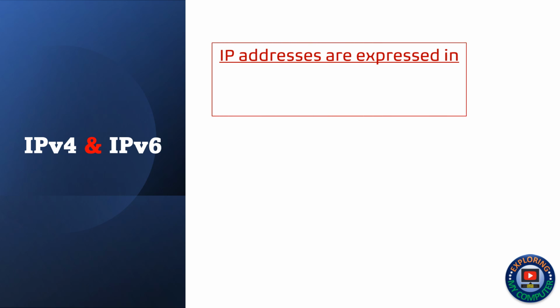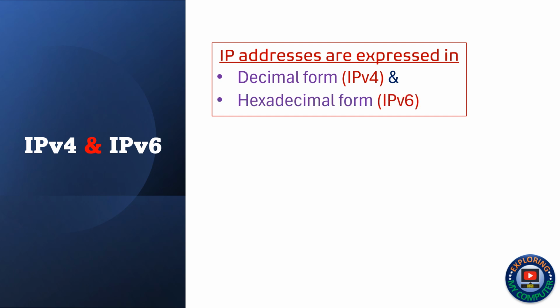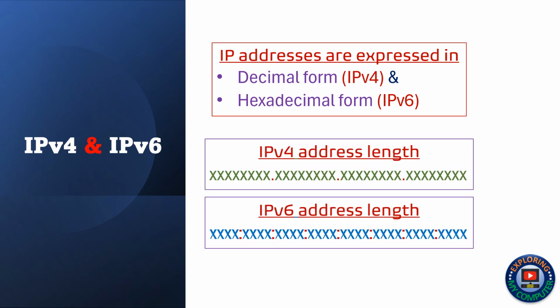IP addresses are expressed in decimal form, that is IPv4, and hexadecimal form, that is IPv6. IPv4 and IPv6 address length is shown here. IPv4 address length is 32-bit long and IPv6 address length is 128-bit long, respectively.